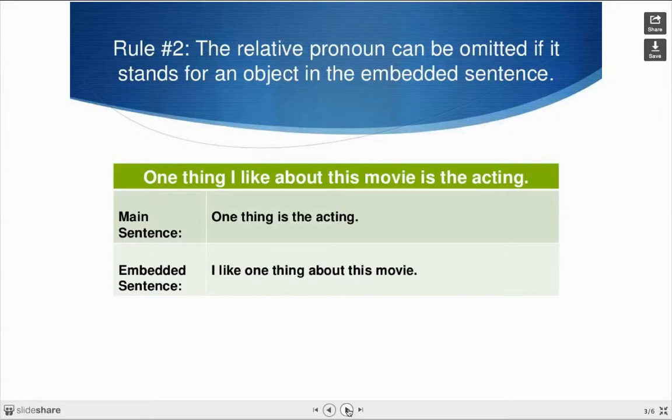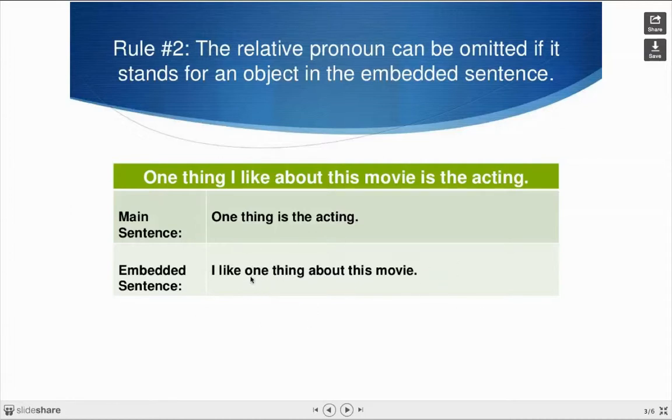Rule 2, the relative pronoun can be omitted if it stands for an object in the embedded sentence. So we have this sentence, one thing I like about this movie is the acting. Or you could say one thing that I like about this movie is the acting. Here's your main sentence. One thing is the acting. And the embedded sentence is I like one thing about the movie.